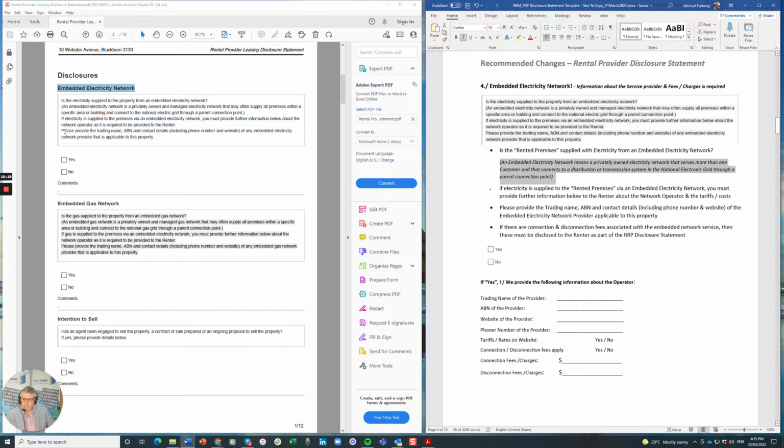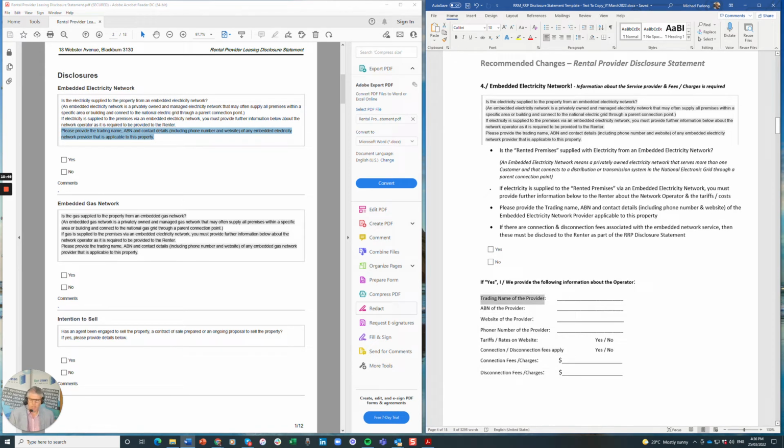See here, it says please provide the trading name, ABN. No one does that, and they're not filling that in there. So here's my suggestion. If yes, we provide the following information about the operator. So create that so they can actually fill that in down here. I'm unsure how that's done, but I'm just trying to give you the feedback and the suggestion that that's what we should be doing. So they need to be able to, here's the trading name of the provider, fill that in. Here's the ABN, fill that in.